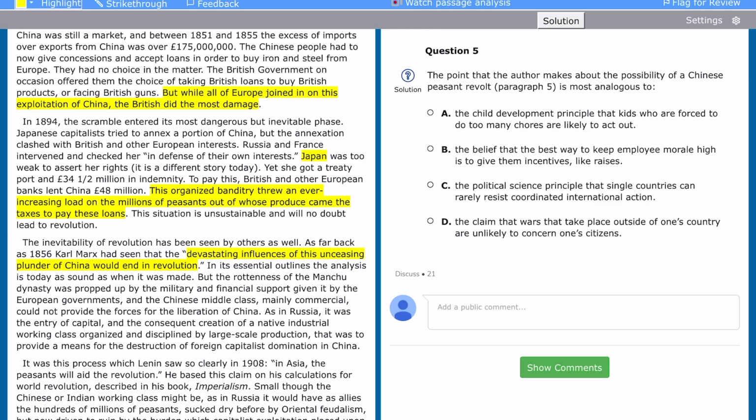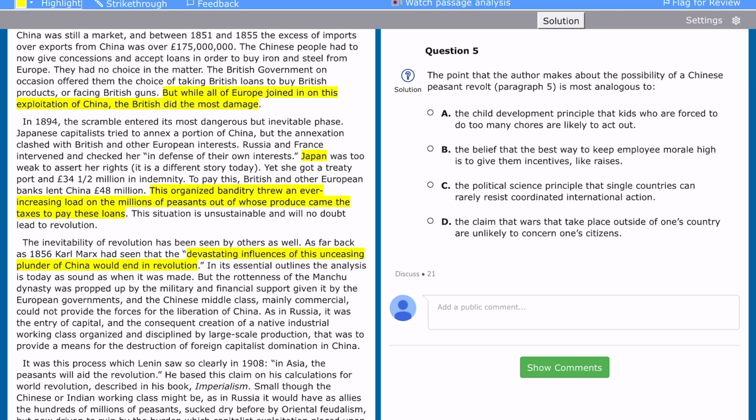So the author is claiming that because of the harsh conditions imposed on the Chinese by the British, this would cause the Chinese to rebel and revolt against them. And the question is asking us, the point that the author makes about the possibility of a Chinese peasant revolt is most analogous to. So we're saying the Chinese are being harmed by the British, and therefore the Chinese will group together and act out.